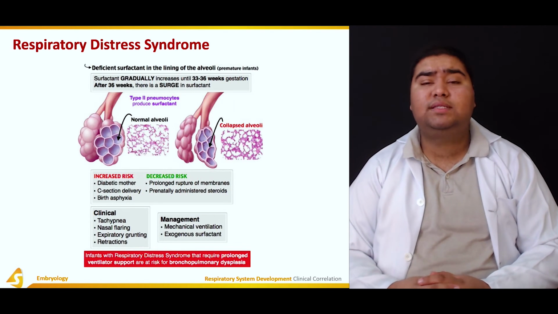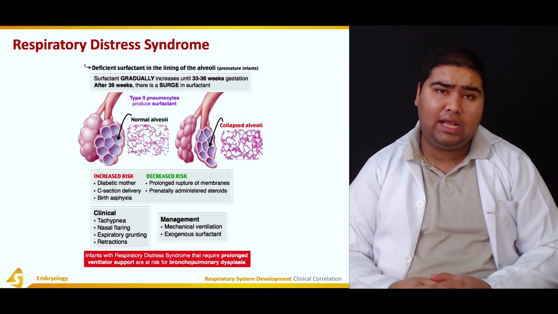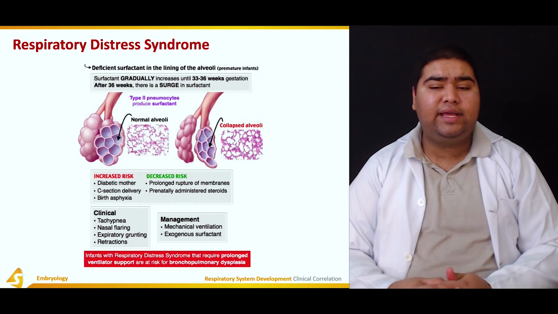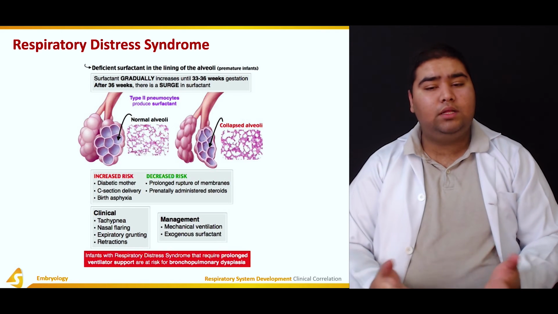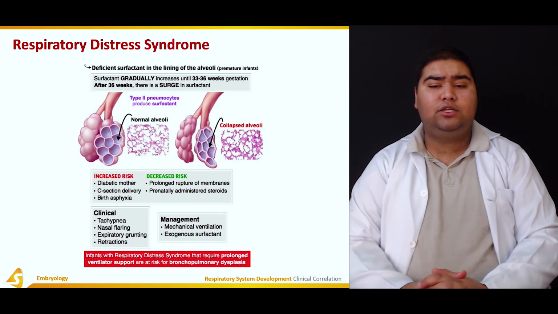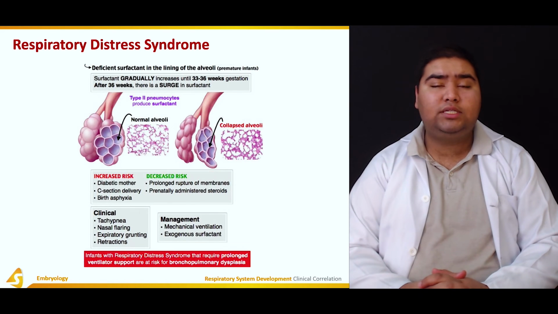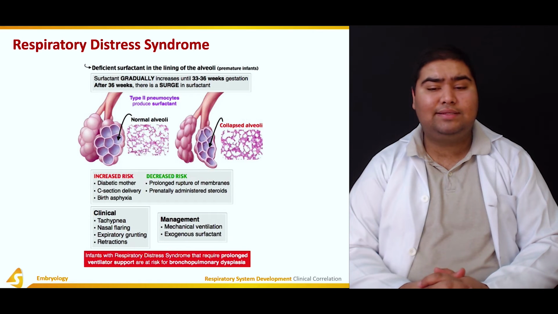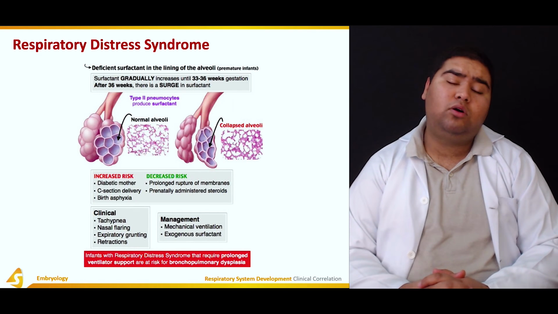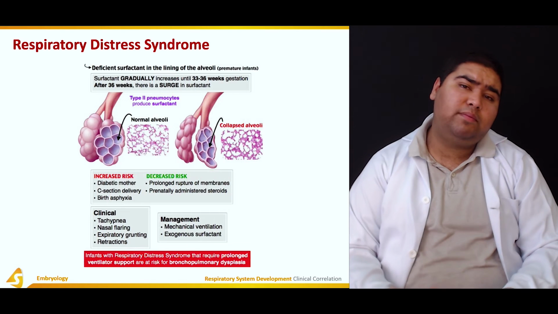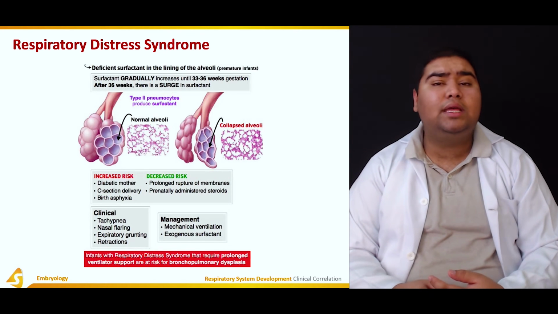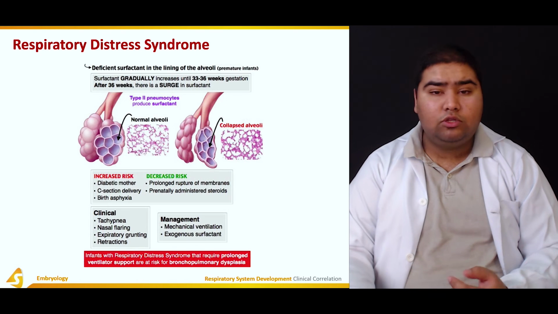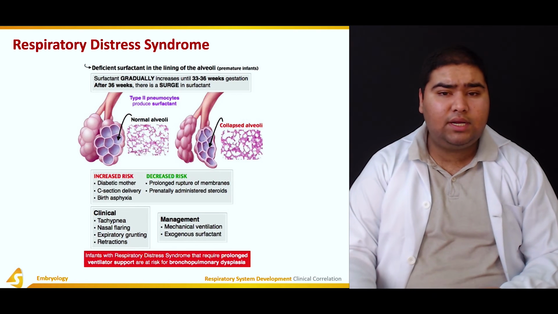The management of this condition is through mechanical ventilation, and exogenous surfactant can also be given. So, infants with respiratory distress syndrome may require prolonged ventilator support, at risk of bronchopulmonary dysplasia because they are premature infants. So, there may be a possibility that bronchopulmonary dysplasia may occur in these infants. So this was all about respiratory distress syndrome.